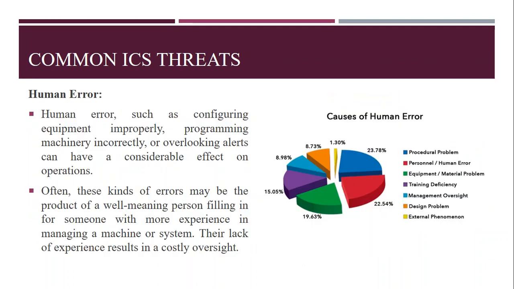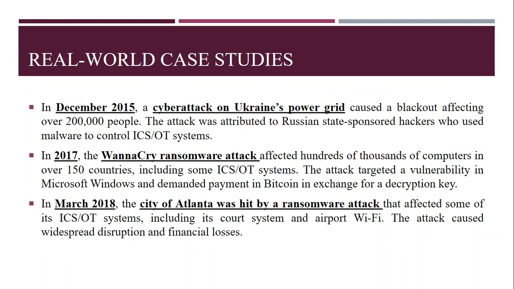Human error is the most common industrial control system threat. If a human overlooks any kind of alerts or is not alarmed when machinery is working incorrectly, it can further lead to major losses in the future, especially if a person is not well acquainted with the industrial system. Then we have some real world case studies.